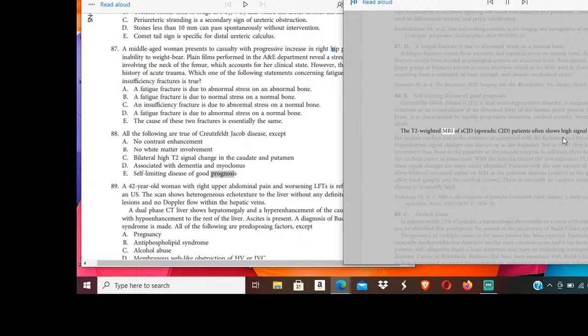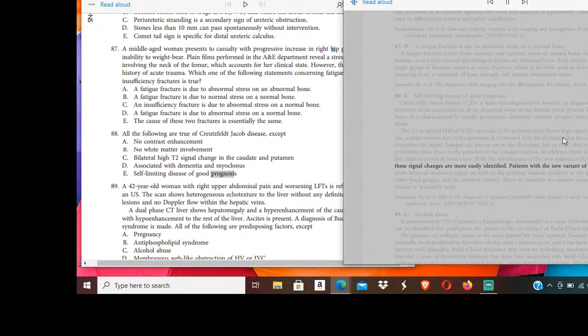The T2-weighted MRI of sporadic CJD patients often shows high signal in the head of the caudate nucleus and in the putamen as compared with the thalamus and the cerebral cortex. Hyperintense signal changes can also occur in the thalamus, but in sporadic CJD they are usually less prominent than those in the putamen or the caudate nucleus. In addition, there is high signal in the cerebral cortex in some cases. With the introduction of the new sequences FLAIR and DWI, these signal changes are more easily identified.